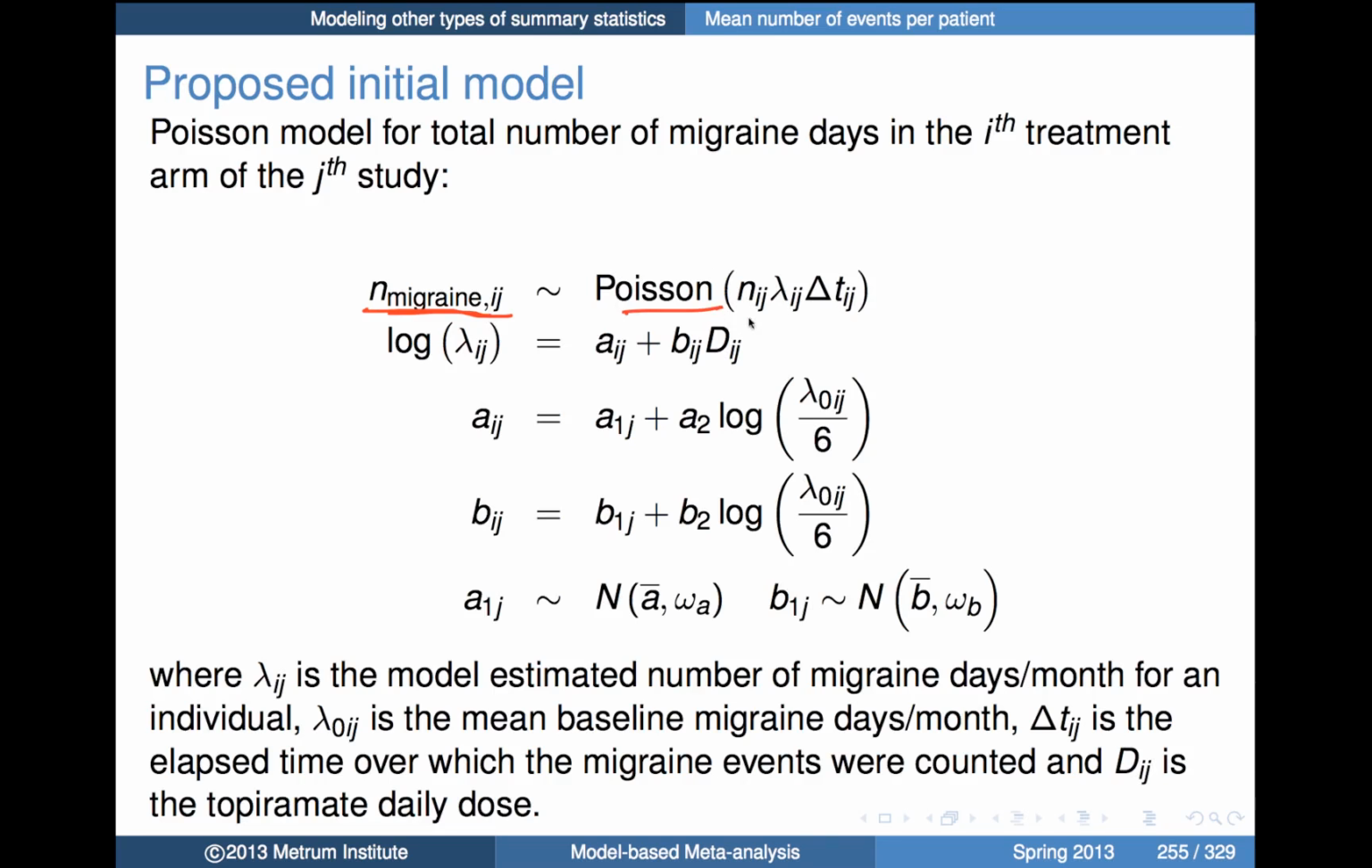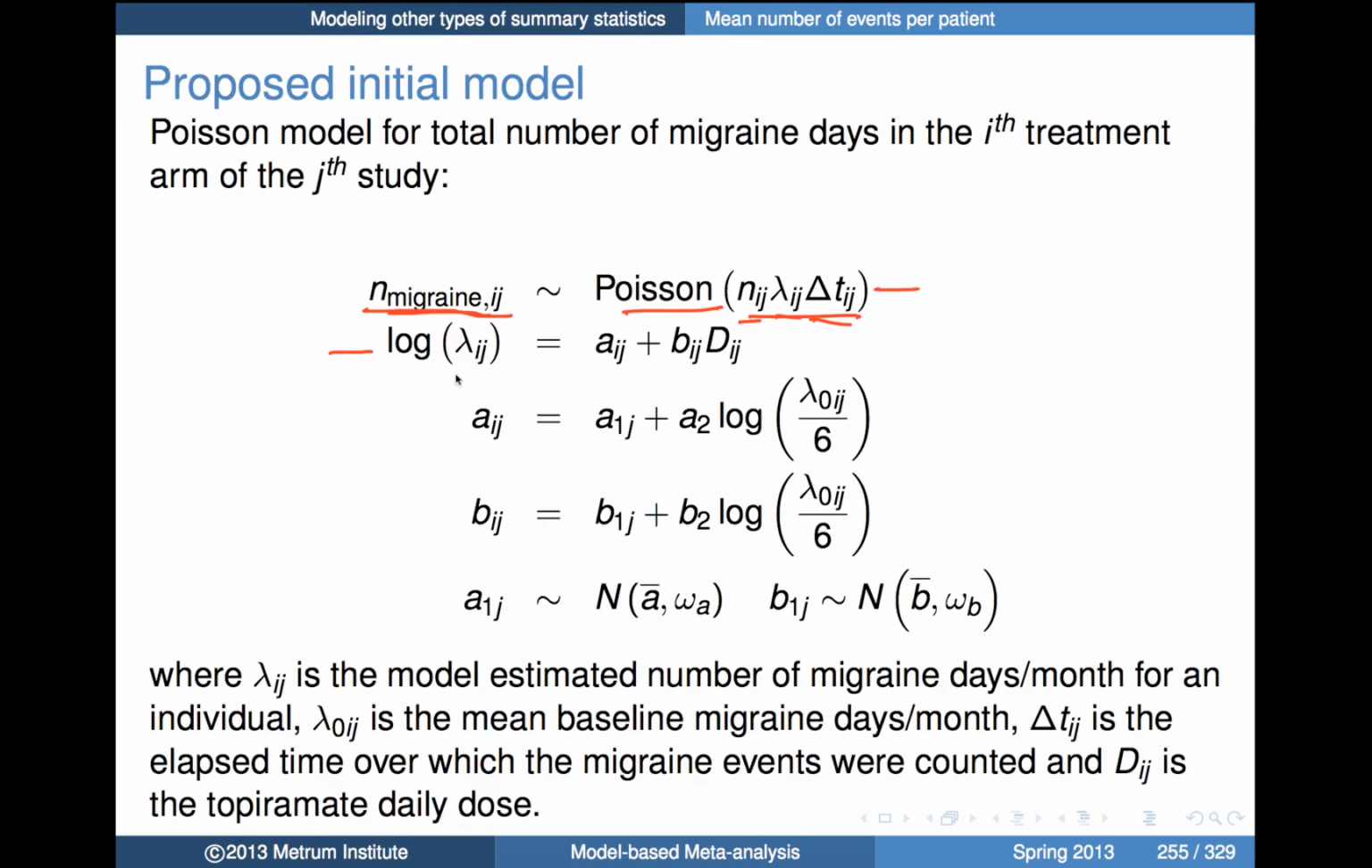So this is Poisson, where the mean is Nij, the total number of patients, times lambda ij, which represents the model-estimated number of migraine days per month per individual, times delta Tj, the duration of the observation period, typically the entire trial, except for a baseline period. So that's what we're going to attempt.